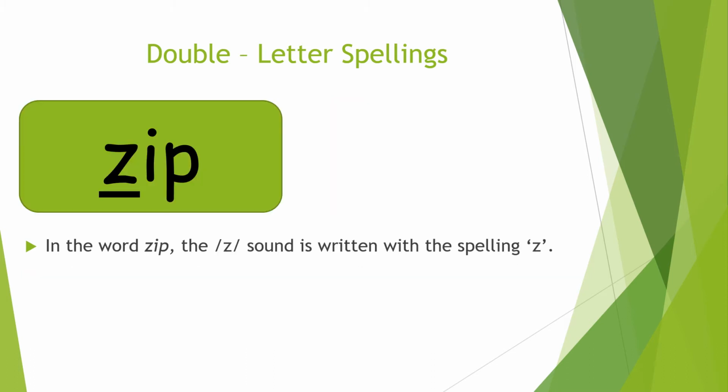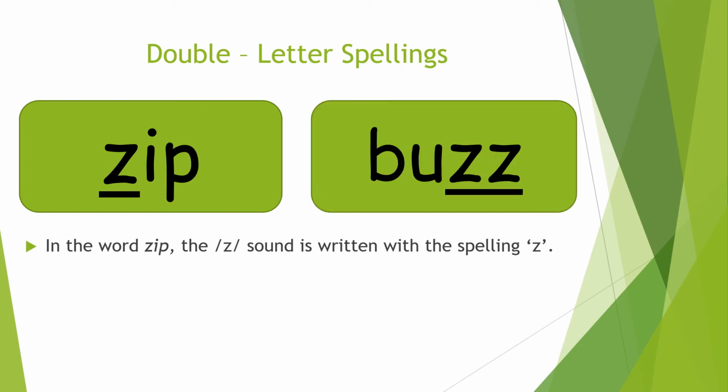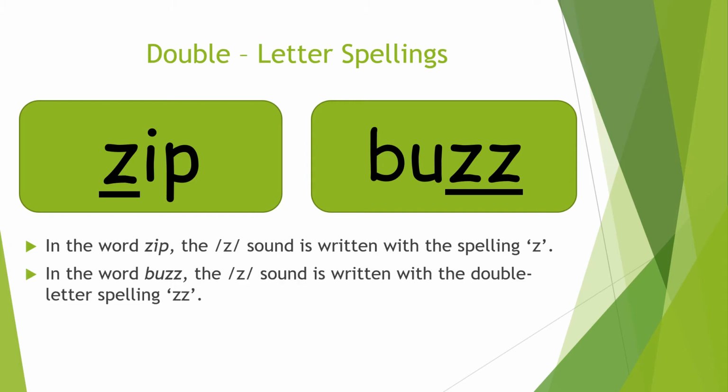Have a look at this word. This is the word zip. The Z sound in the word zip is written with the Z spelling. But in this word, you see there's a double Z. Guess what sound it makes? It doesn't say Z, Z. It just says Z.